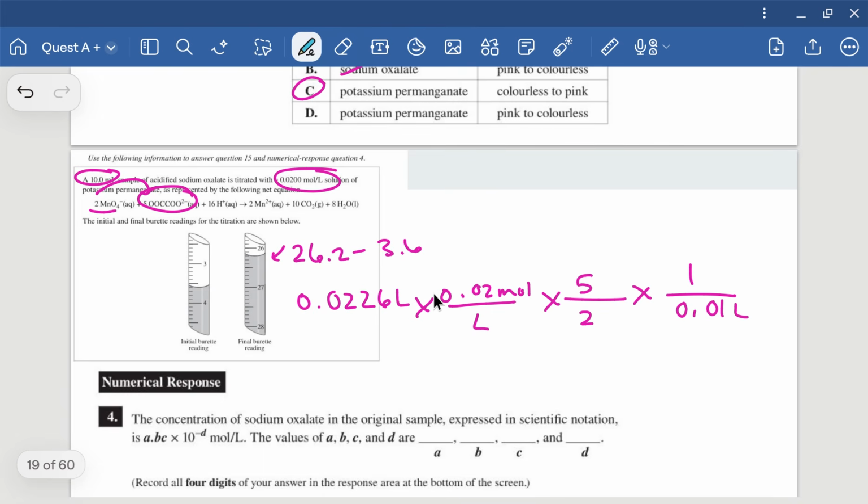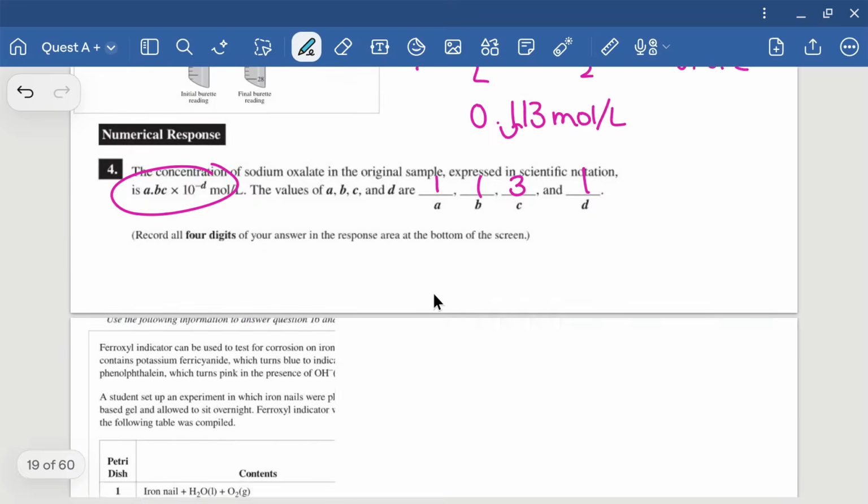So we do all of that work and you get this value, 0.113, which would be your concentration in moles per liter. But we want it in scientific notation. So just moving your decimal over one place, this will be 1.13 × 10^-1.